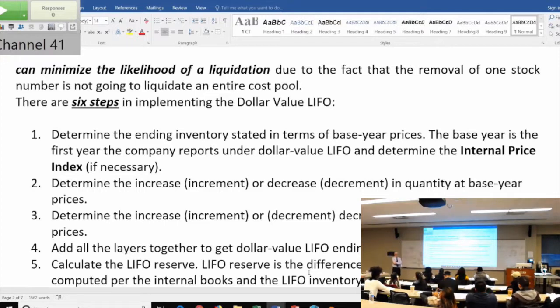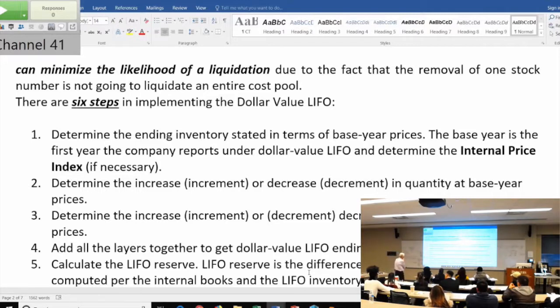And everyone have economics here? At least macroeconomics, you dealt with consumer price levels. That's what we're doing here. So we're going to convert all of your inventory first to base year prices. Now what's the base year? Well, it's the year that you first adopt dollar value LIFO.